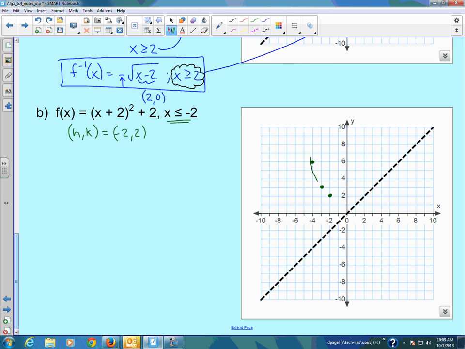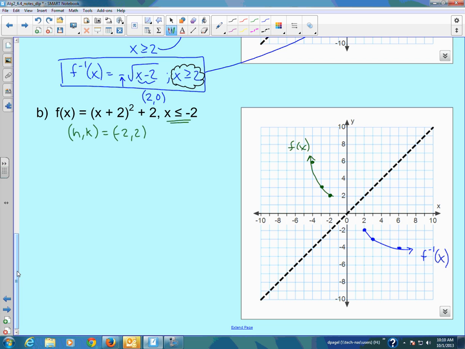And here's my original f of x function. Then we take all of those coordinates, and we switch them, x's and y's. Negative 2, 2 becomes 2, negative 2. And negative 3, 3 becomes 3, negative 3. And negative 4, 6 becomes 6, negative 4. And then I get my reflection. I'm going to write it as this, only because I know it's going to be an inverse. But there's the inverse graph.